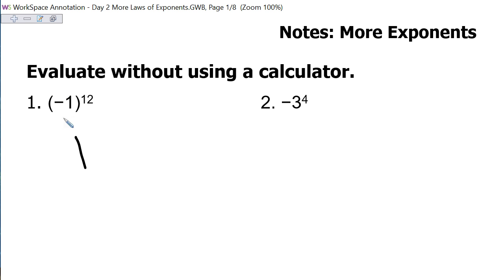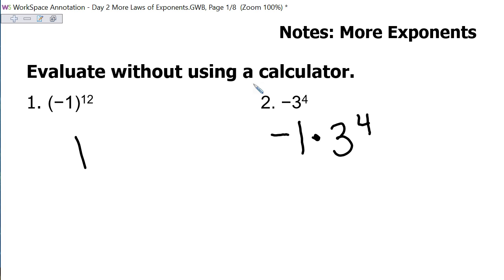Number 2, we have negative 3 to the 4th power. This time, is that negative in parentheses? No, so that means the negative is not repeated. So this essentially is the same as just negative 1 times 3 to the 4th.